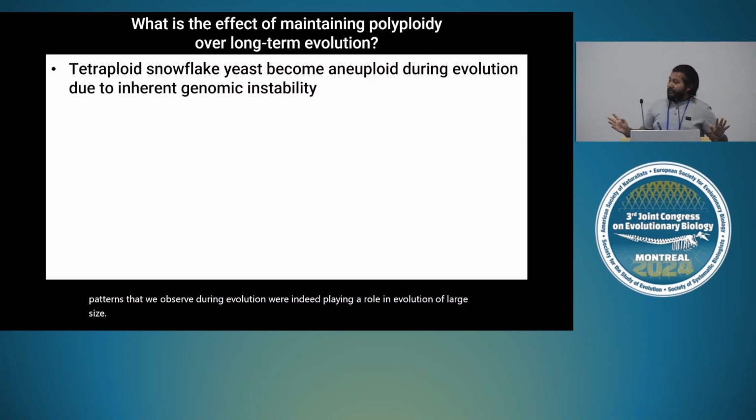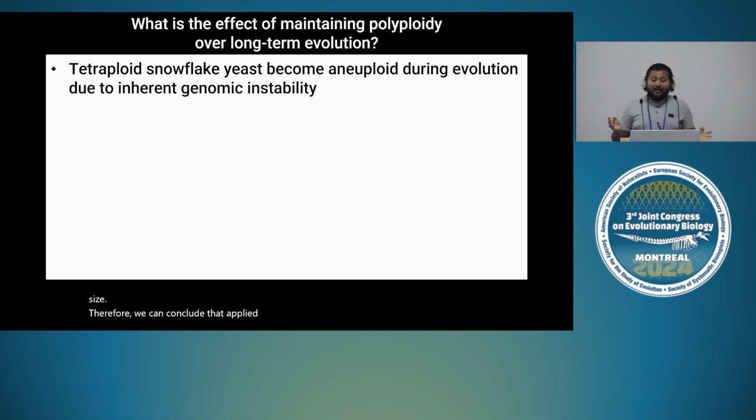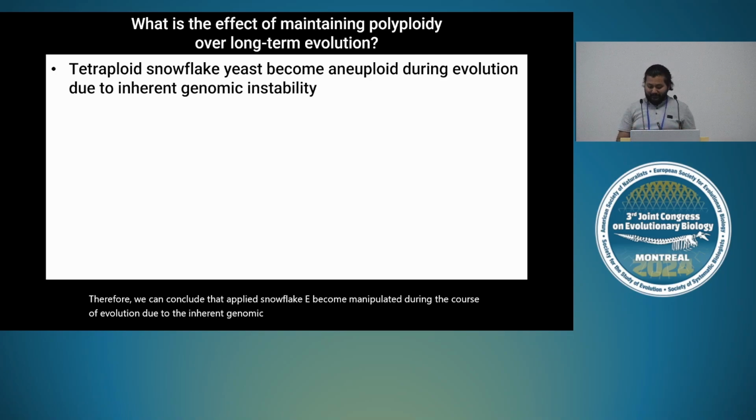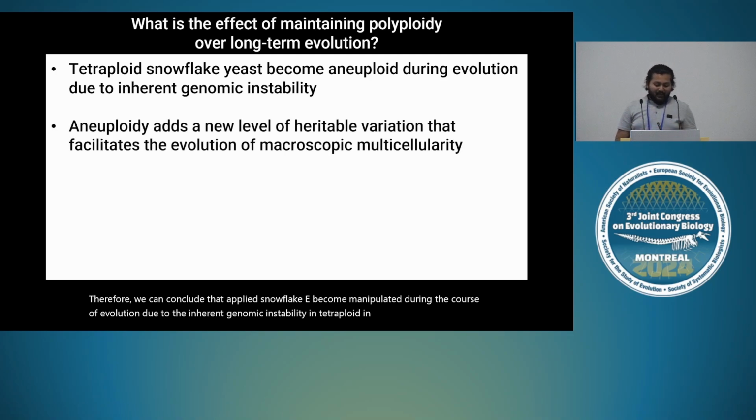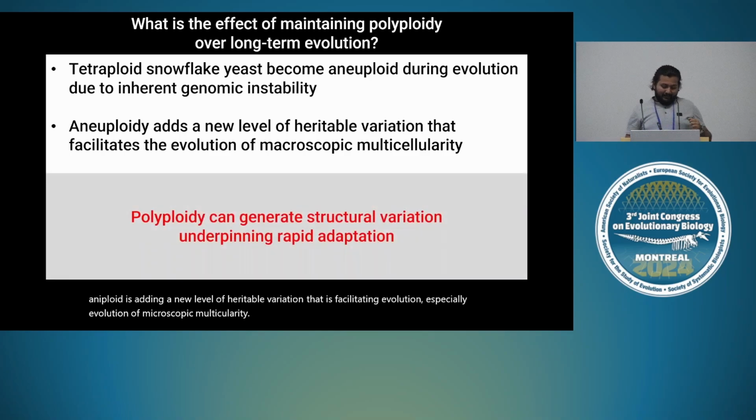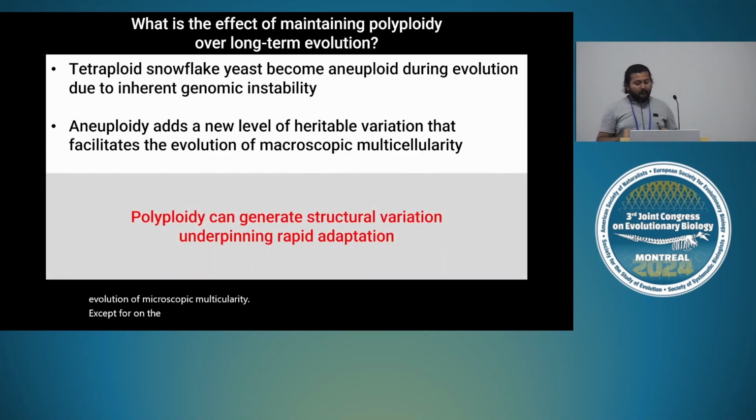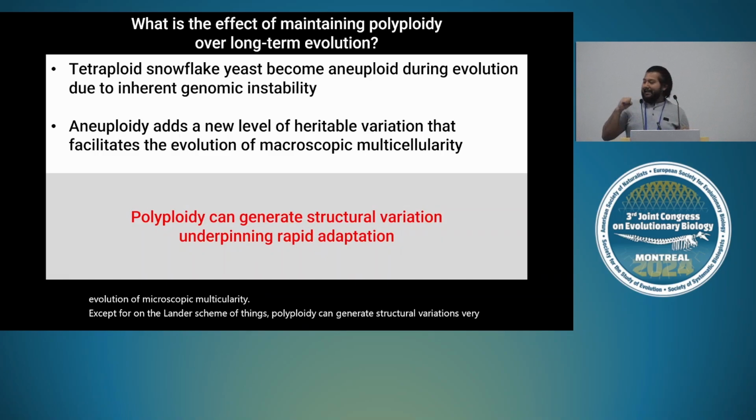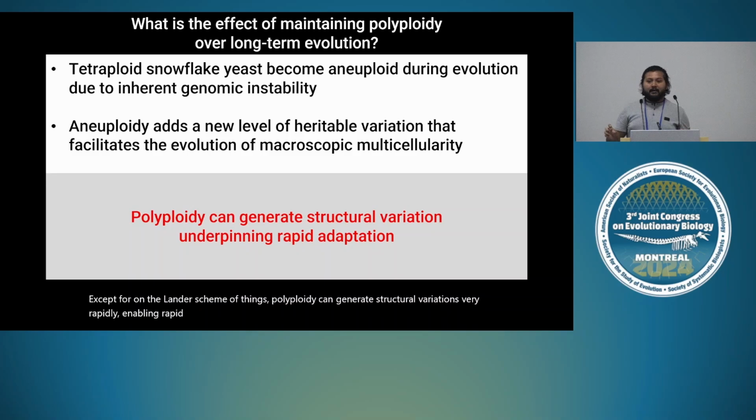Therefore, we can conclude that tetraploid snowflake yeast become aneuploid during the course of evolution due to the inherent genomic instability in tetraploid yeast. Further, this aneuploidy is adding a new level of heritable variation that is facilitating evolution, especially evolution of macroscopic multicellularity. Therefore, on a grander scheme of things, polyploidy can generate structural variations very rapidly, enabling rapid adaptation, which helps us make sense of the events that we see in the tree of life.